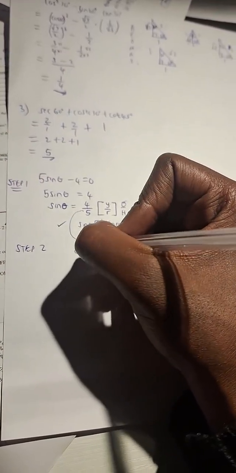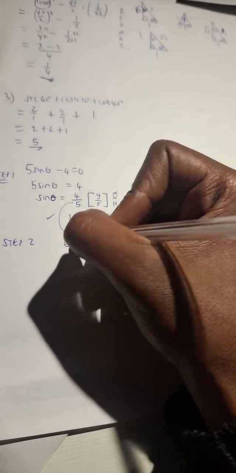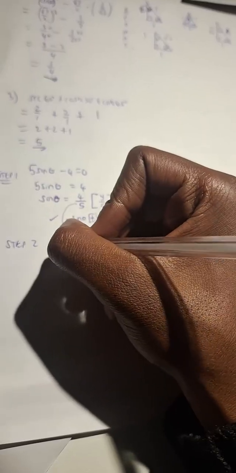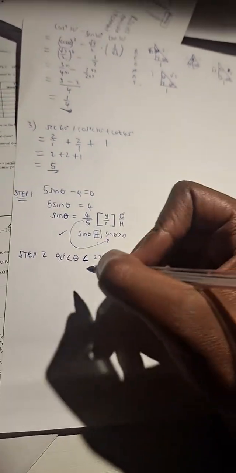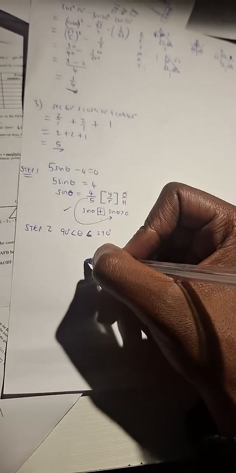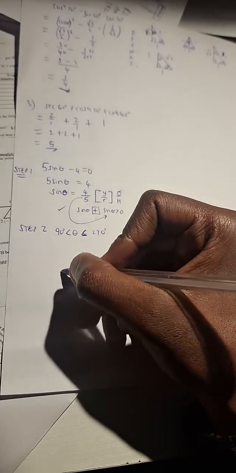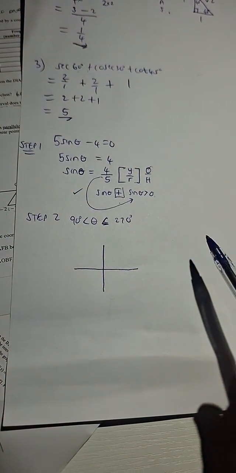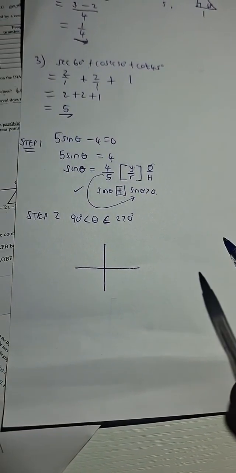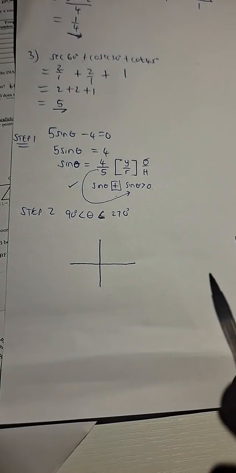Then we have an interval. Step 2. We need to interpret the interval. When they say theta lies between 90 and 270, that means what exactly? Now we can actually go to our Cartesian plane roughly and locate the quadrant where our special triangle is going to lie.